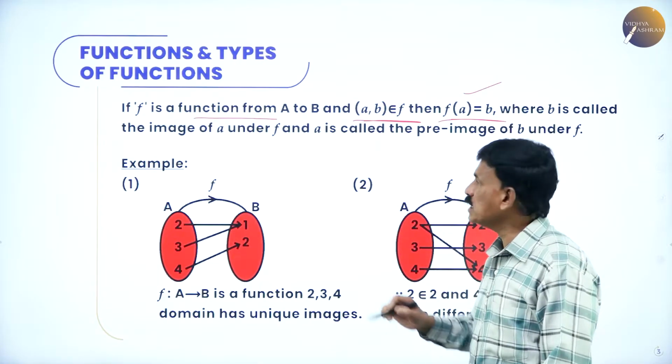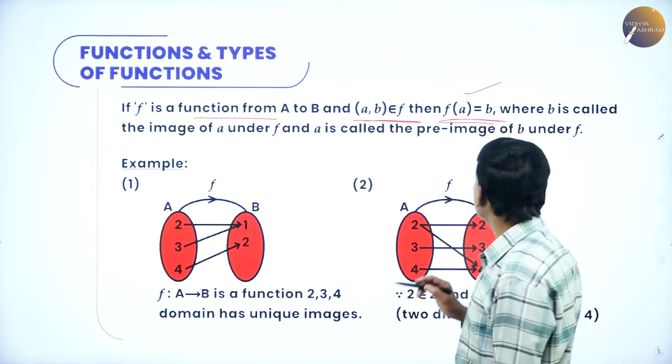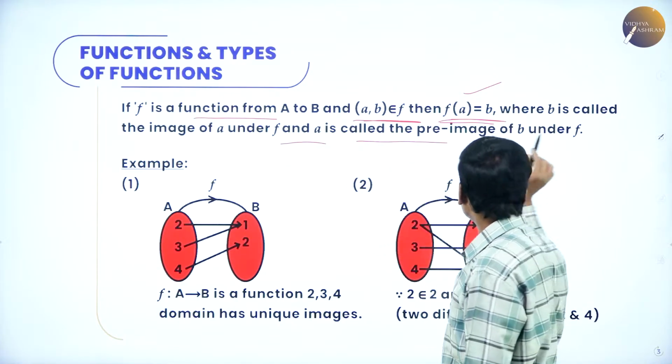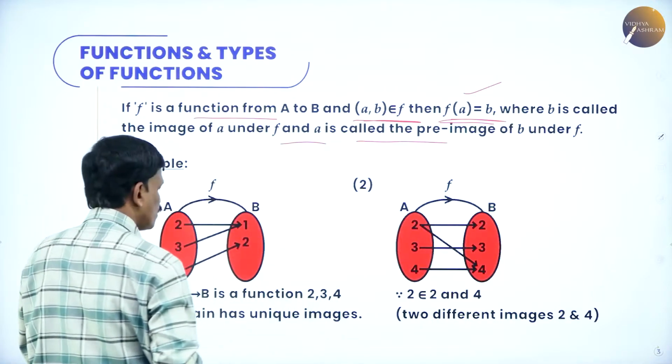So we can represent a function f: A to B, f belongs to f, as f of A is equal to B, where B is called the image of A under f and A is called the pre-image of B under f. Now let us consider an example for a function.